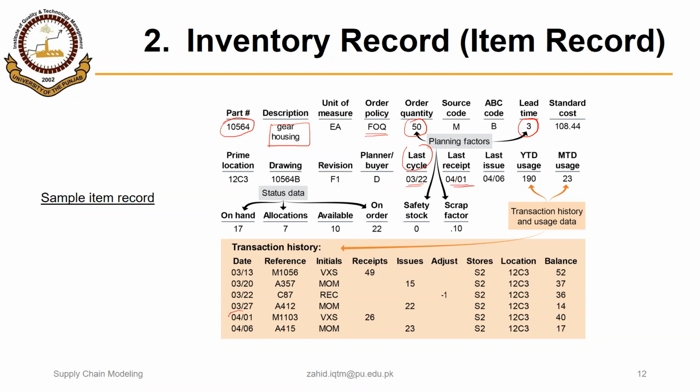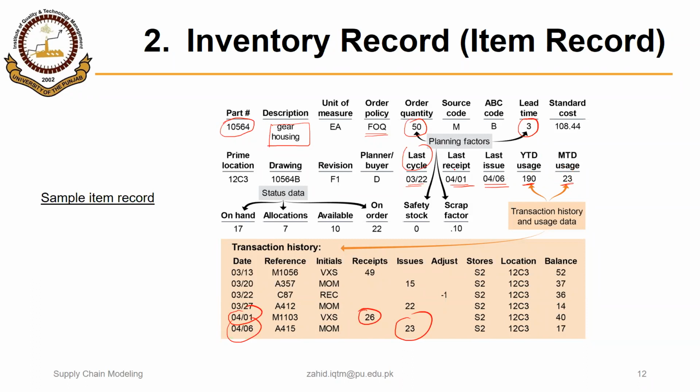So you can see here that on 1st April, we received 26 items. Last issuance was on 6th April. So you can see on 6th April, 23 items were issued. Year to date usage has been 190. Month to date usage has been 23.